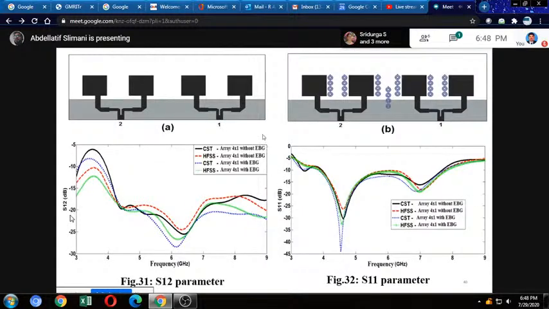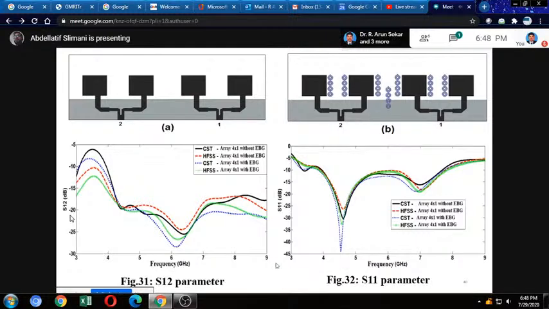So here we have an example of simulation. The first figure A, we have our array antennas without any structures, and figure B, the array antenna after putting the OBG structure. So figure 31, we have the transmission parameters before and after putting our OBG structures. And figure 32, we have the S parameter, return loss of our horn antenna.